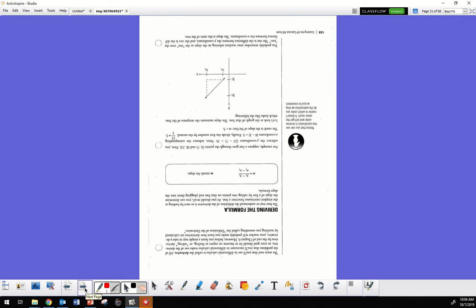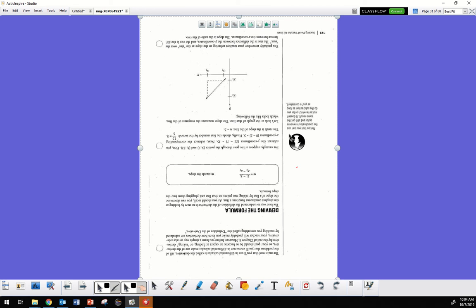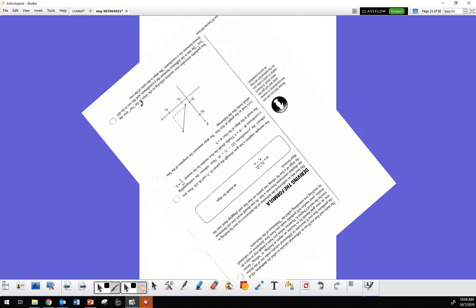Okay, so I was supposed to adjust this before I started, but anyway.